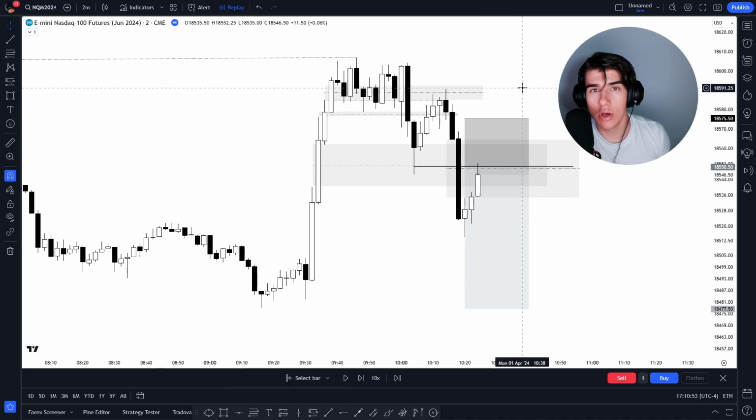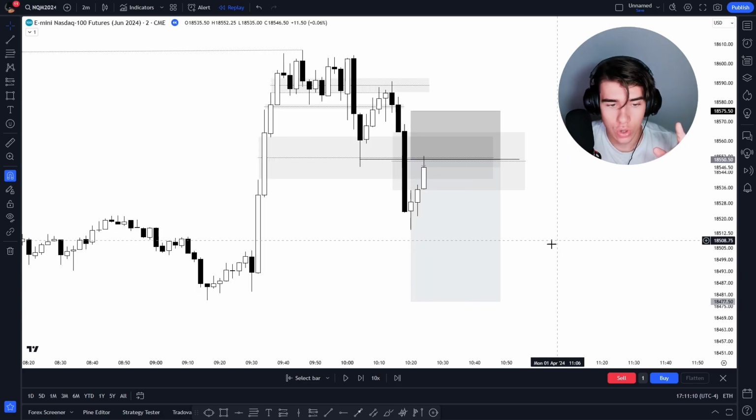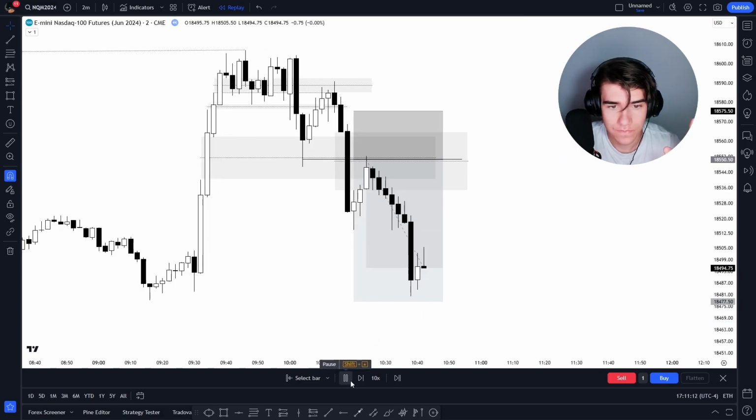I do not care that much about a market structure shift. What I care about is whether we are violating bullish PD arrays or not. Because if we start violating bullish PD arrays right after we formed an SMT divergence, sweeping some highs, I know that the bearish PD arrays should hold. So let's play the trade out.